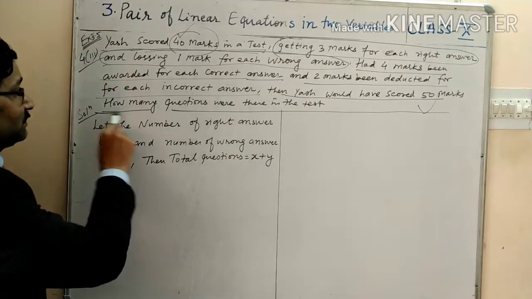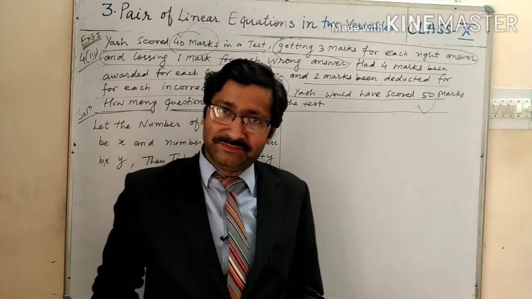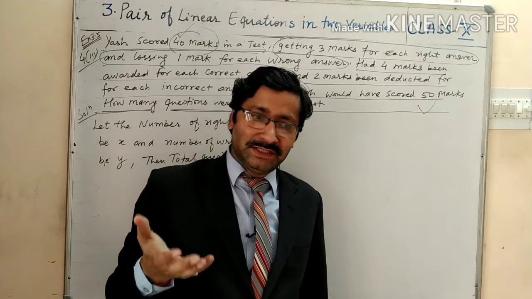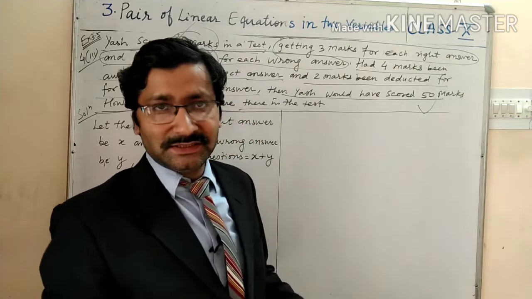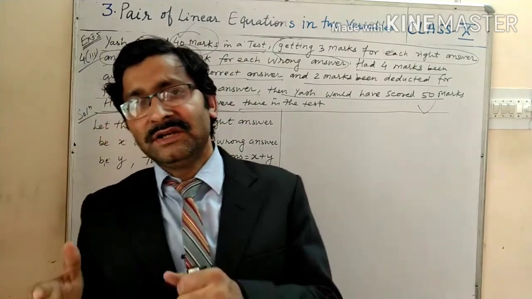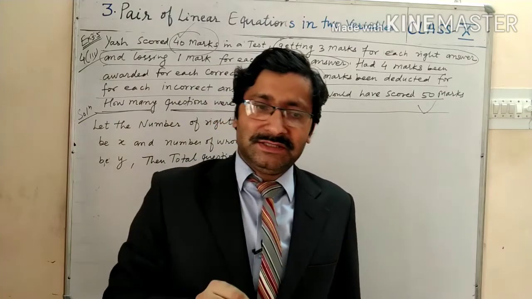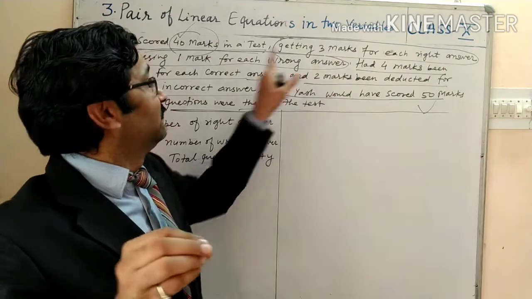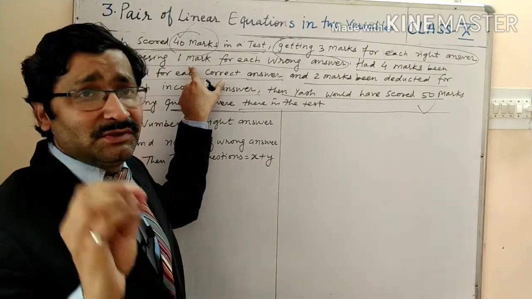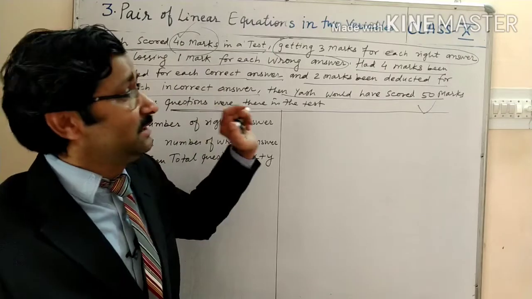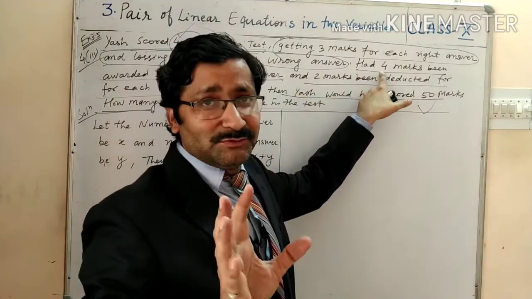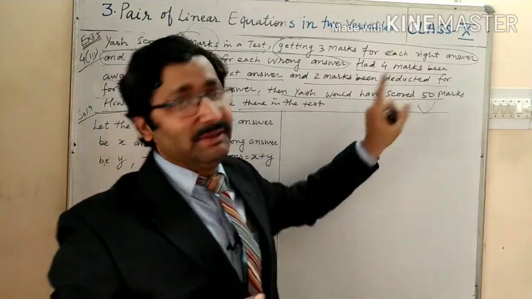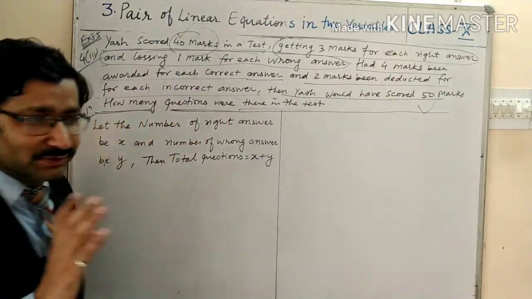Now you have to check how many questions were there in the test. In the test you have to attempt all the questions, and some questions he answers correctly and some he answers wrongly. Initially he gets 3 marks for a correct answer and loses 1 mark for a wrong answer, and totally gets 40 marks. In the second case he is awarded 4 marks for a correct answer and 2 marks deducted for a wrong answer, and he gets 50 marks. Now you have to find how many questions there were.